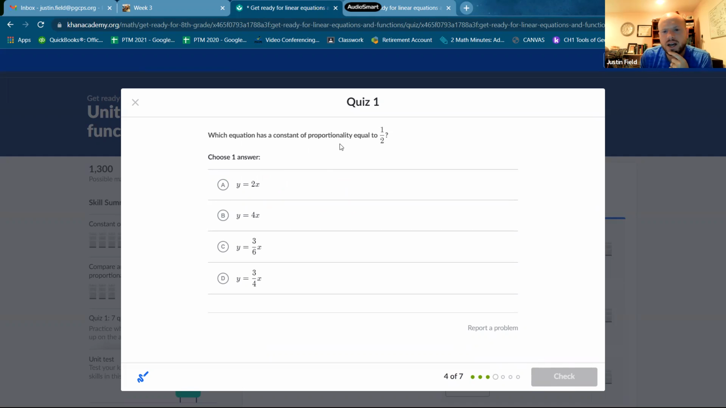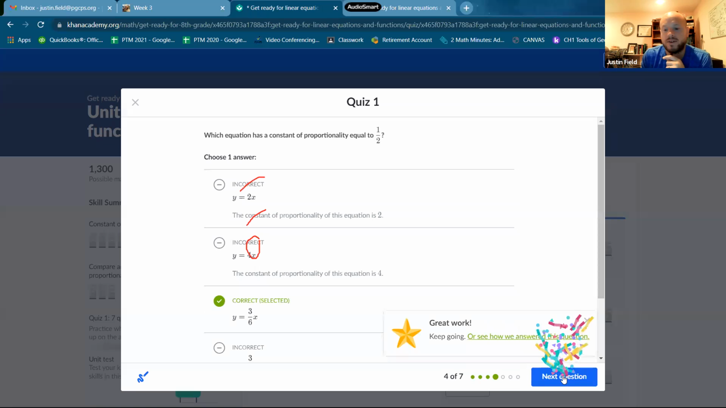Which equation has a constant of proportionality of 1/2? So again, when it's an equation, we're looking for the coefficient of the variable, the independent variable. And the one that has 1/2 is not 2, not 4, 3, 6. If you divide both those numbers by 3, you'd get 1/2.